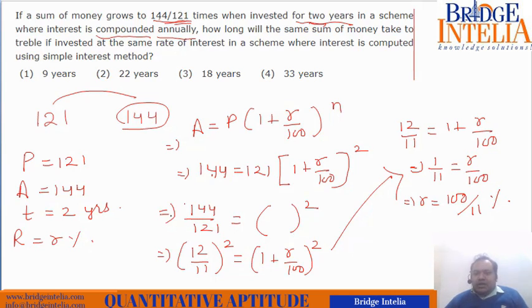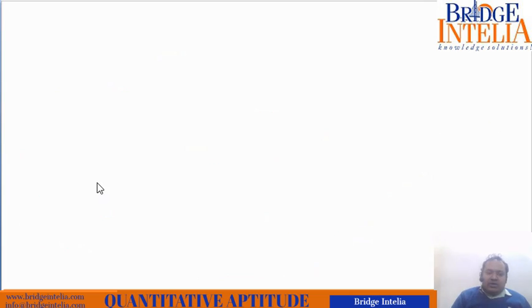But this is not the question. Question is not about finding the rate. Question says that if you deposit the money at the same rate, that means at this rate, in simple interest, then in how many years will it become 3 times? Will it get tripled? So now you know the rate, we have found out the rate to be equal to 100 by 11%.